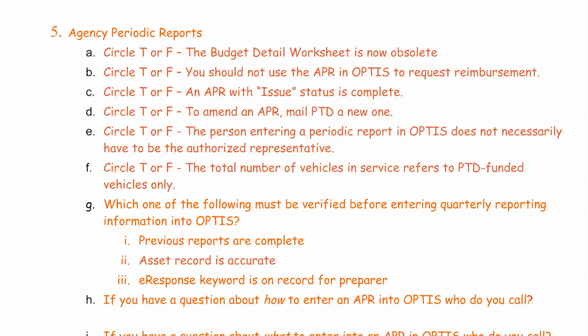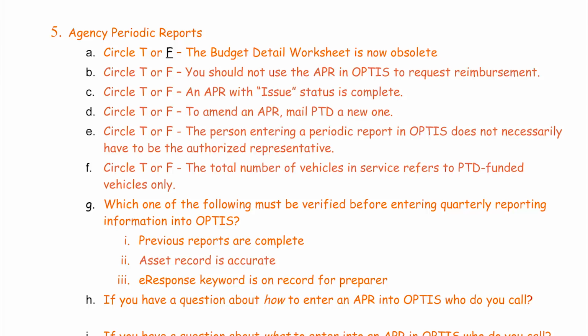5, agency periodic reports. A, circle true or false. The budget detail worksheet is now obsolete. False. Right, you still have to use it, create it, fill it out, save it, and then attach it to the OPTIS agency periodic report.